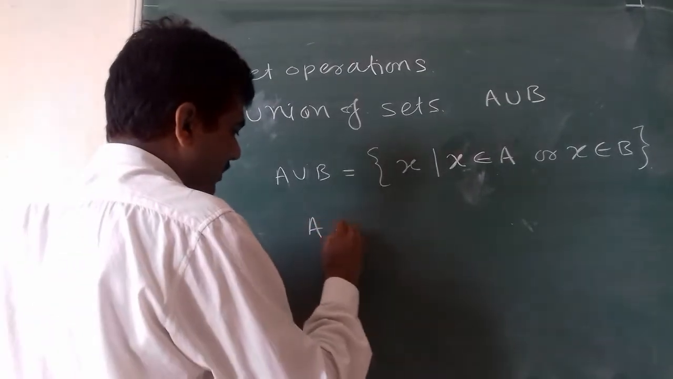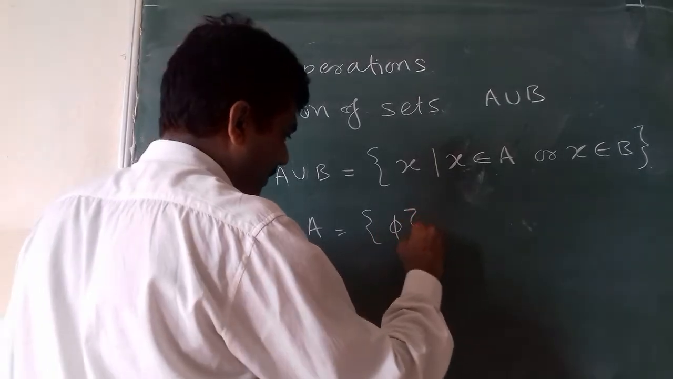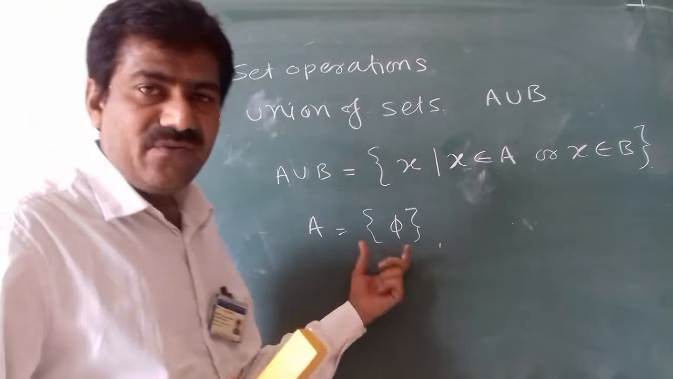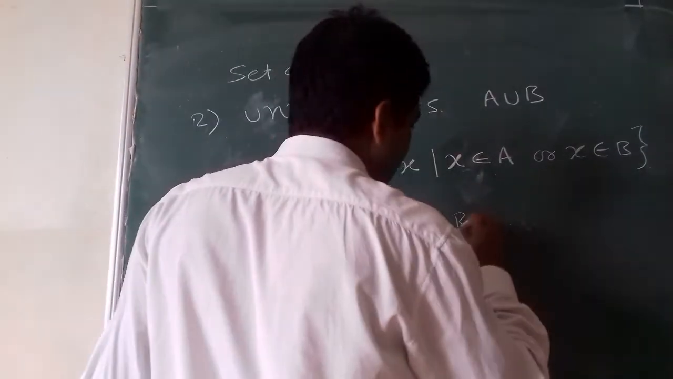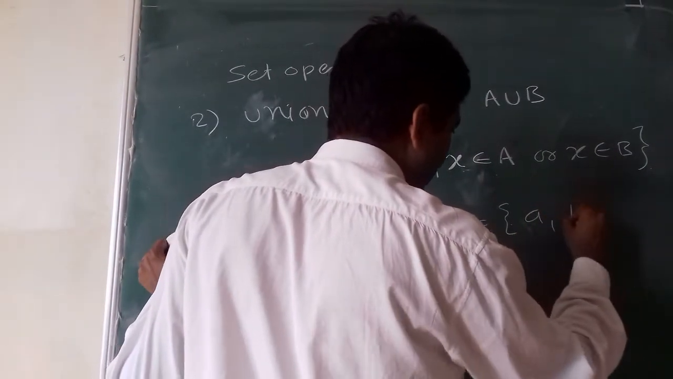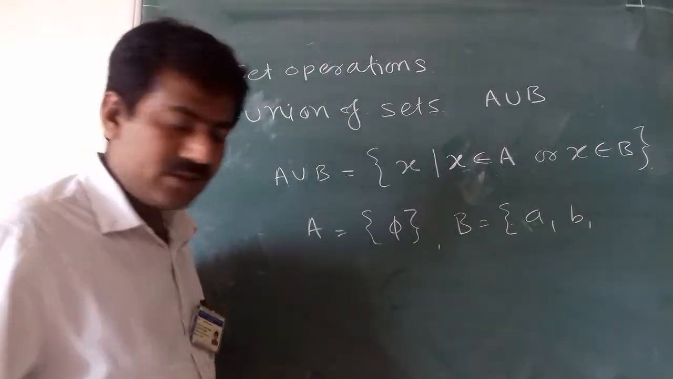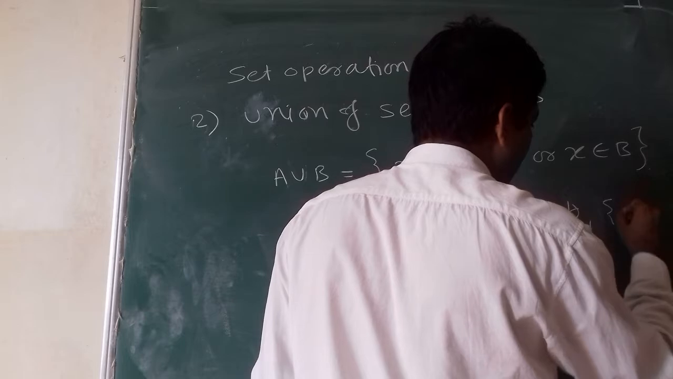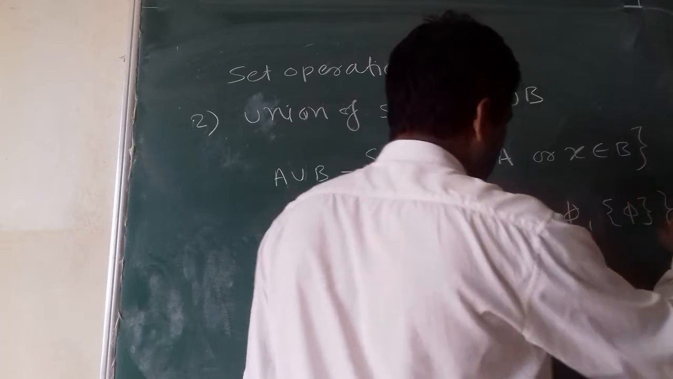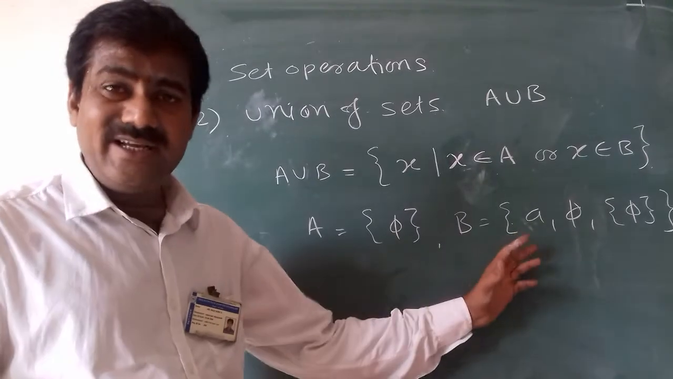Now let's see one more example. Let A be equal to {5}, a set which contains the element 5. And B is another set which contains the elements A, and {5}. Two elements. It's not A comma 5, and the third element is the set {5}. So capital B contains three elements.